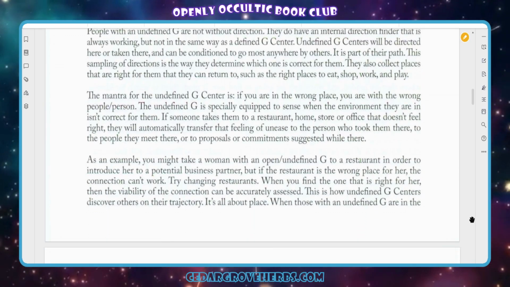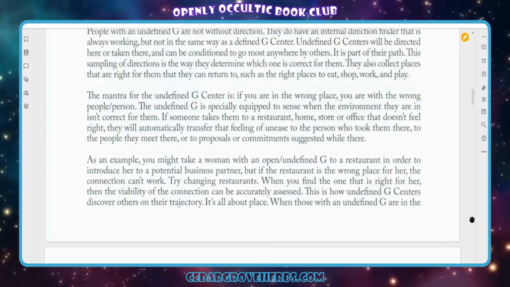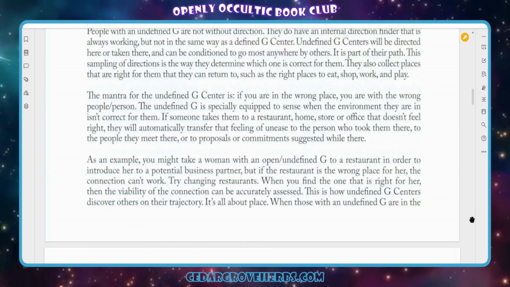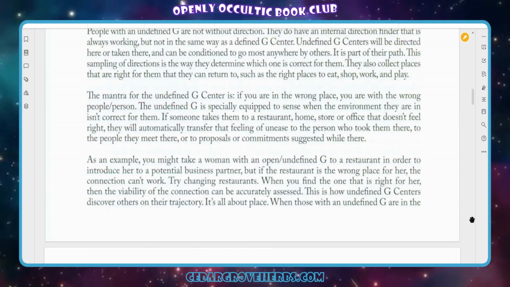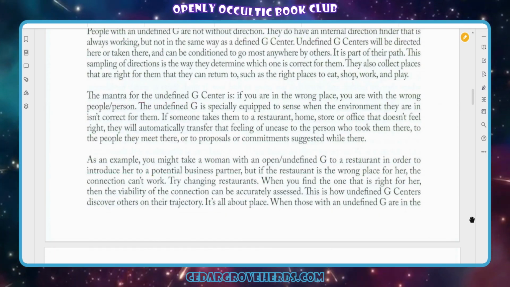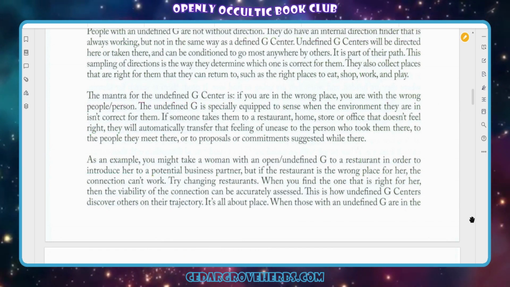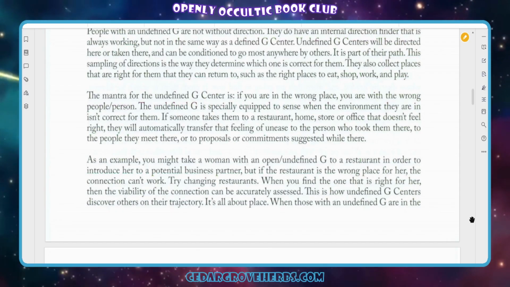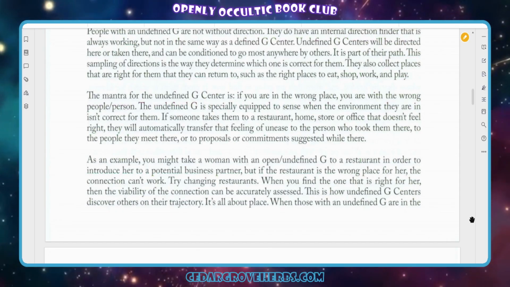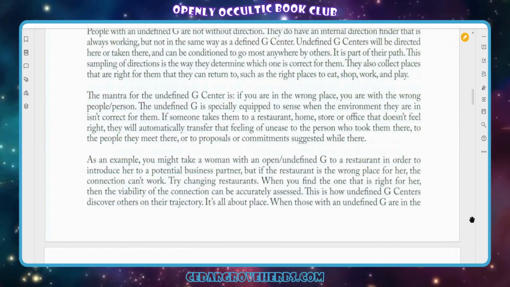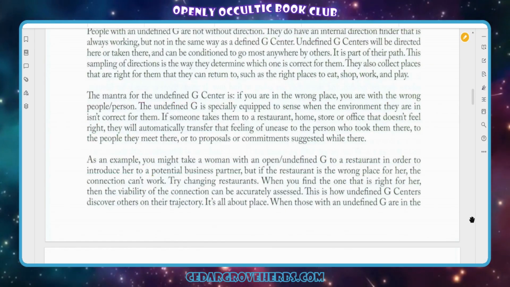The mantra for the undefined G center is if you are in the wrong place, you're with the wrong people or person. The undefined G is specifically equipped to sense when the environment that they're in isn't correct for them. If someone takes them to a restaurant, home, store, or office that doesn't feel right, they'll automatically transfer that feeling of unease to the person who took them there, to the people they meet there, or to proposals of commitments suggested while there.